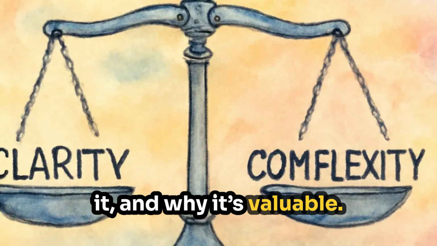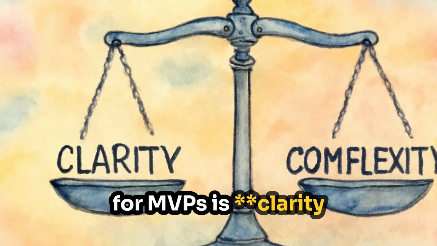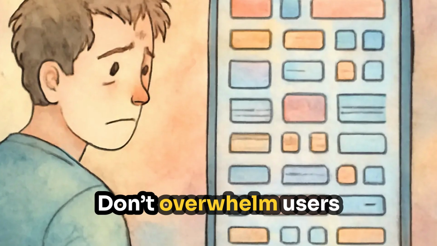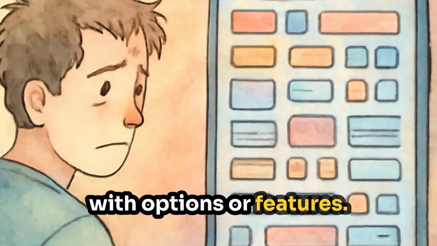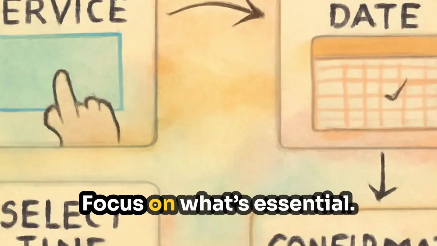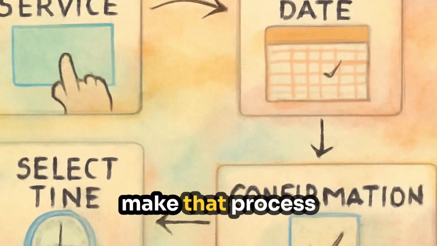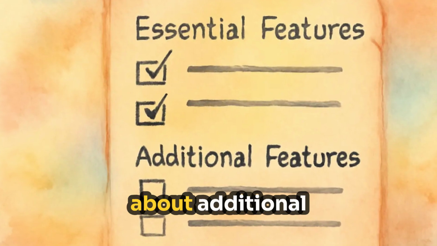One of the most important UX principles for MVPs is clarity over complexity. Don't overwhelm users with options or features. Every extra button, page, or step adds cognitive load. Focus on what's essential. If your product helps users book appointments, make that process seamless before worrying about additional features like reminders or customization.